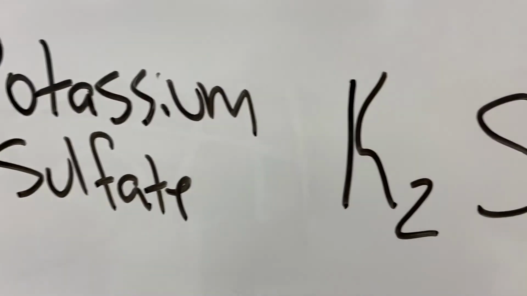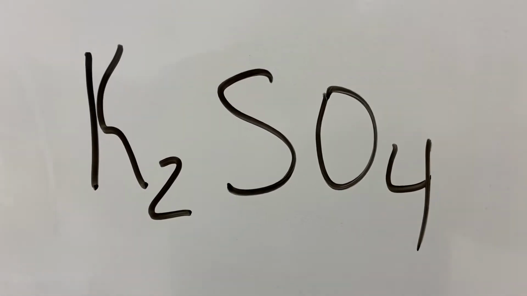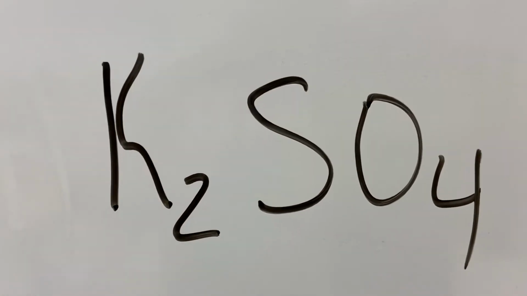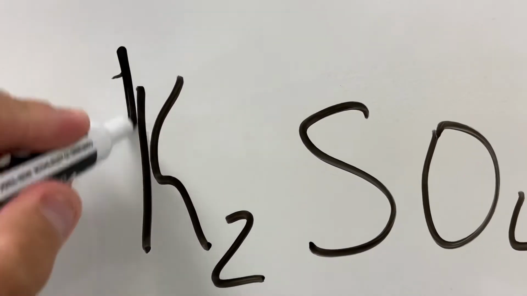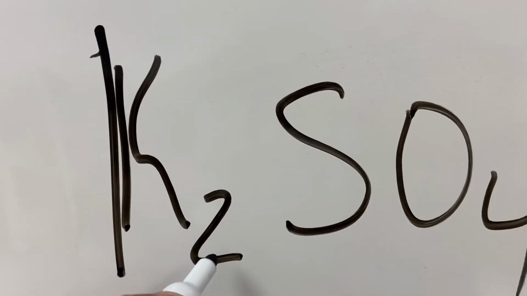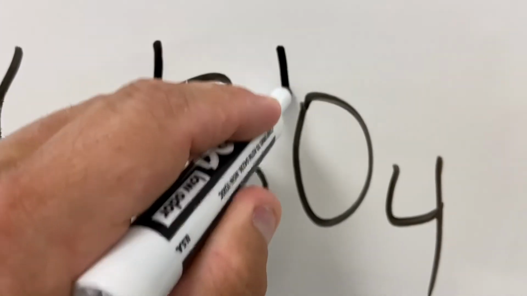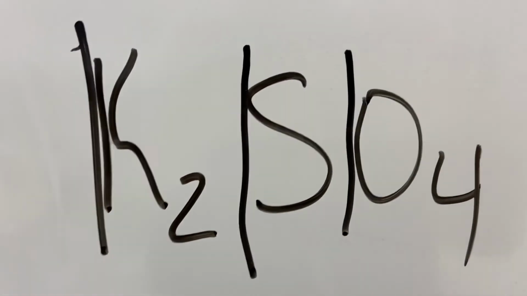Last one is potassium sulfate. And one of the things I want to stress is make sure you go through every single letter or digit, just to make sure. When you follow the steps, there's no way of making a mistake if you follow all these steps. K is a capital. 2 is not a capital letter. S is a capital. O is a capital. 4 is not a capital. There's nothing else. So we follow those steps.